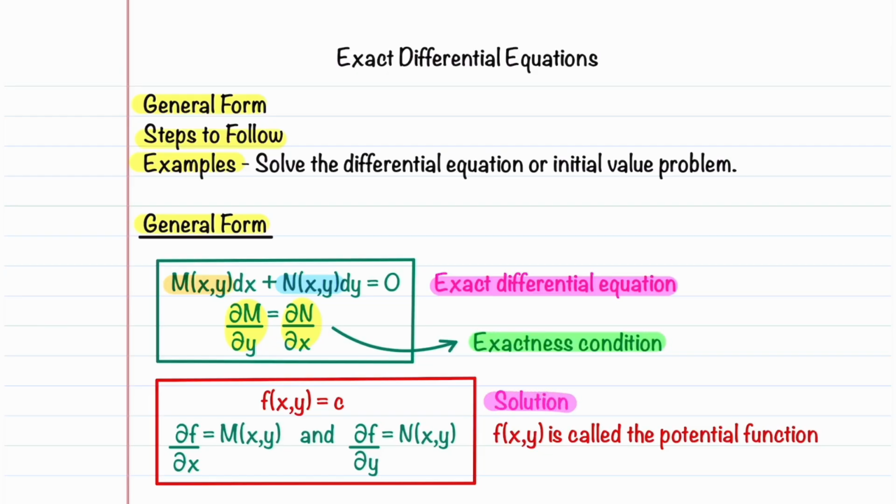The solution to an exact differential equation is written as f, a function of x and y, is equal to c. f is called the potential function and is found by setting the partial derivative of f with respect to x equal to M, and then the partial derivative of f with respect to y equal to N.